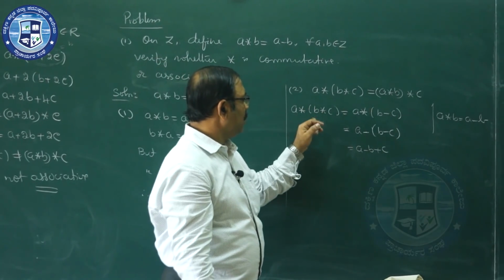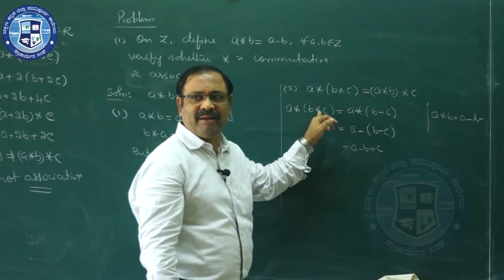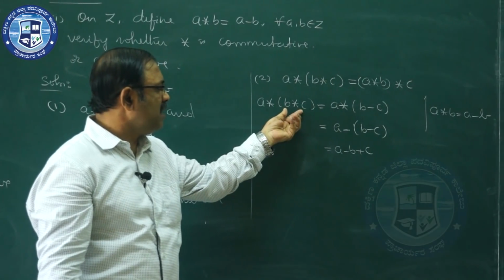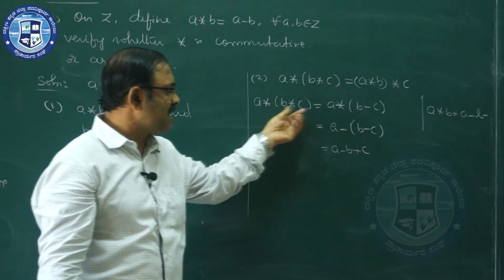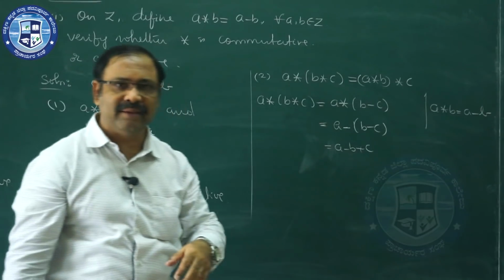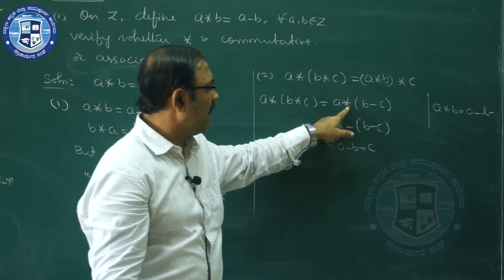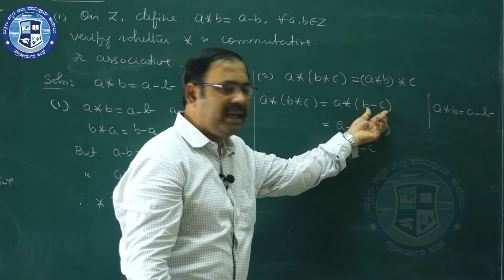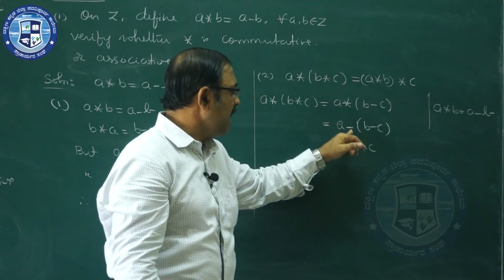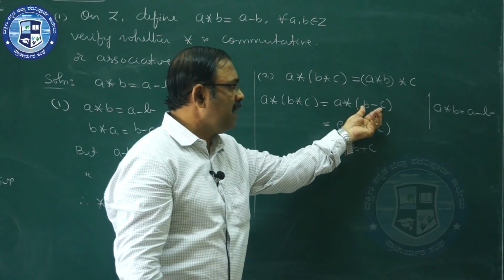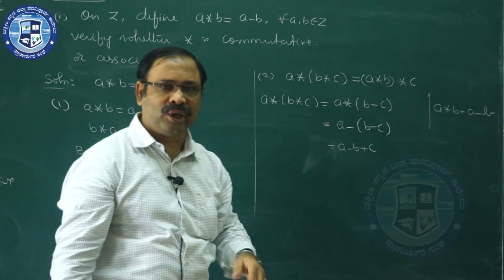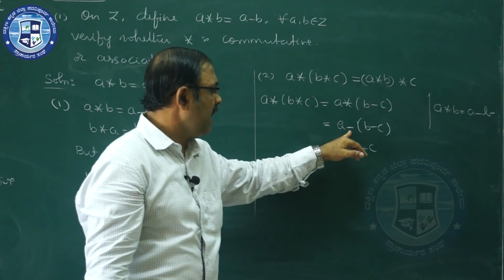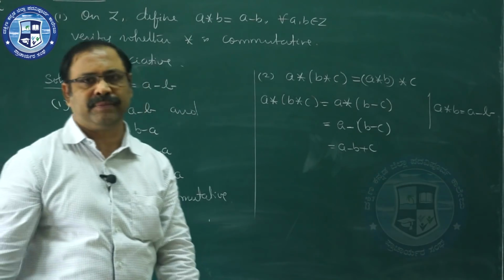Okay, I repeat. What is this A star (B star C)? Write B star C, which is B minus C. Now this is A star this. But A star B is A minus B, so instead of B, I am having B minus C. Therefore, A minus B plus C.